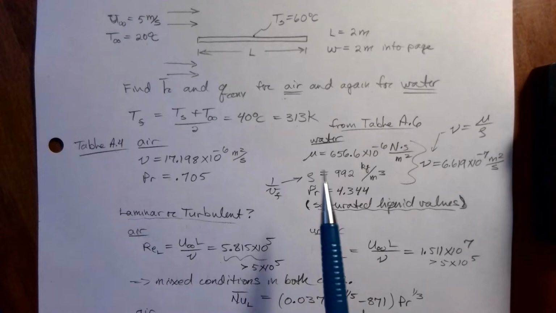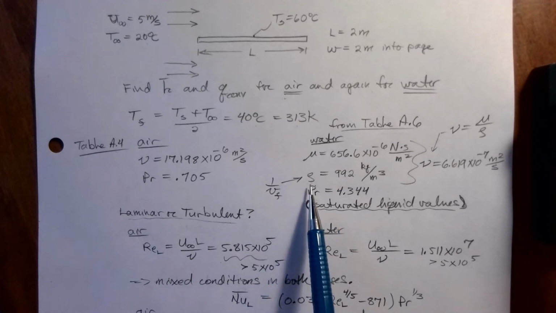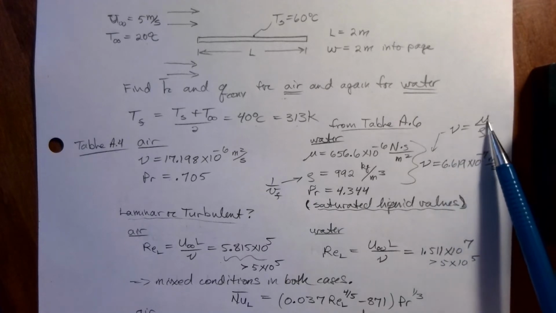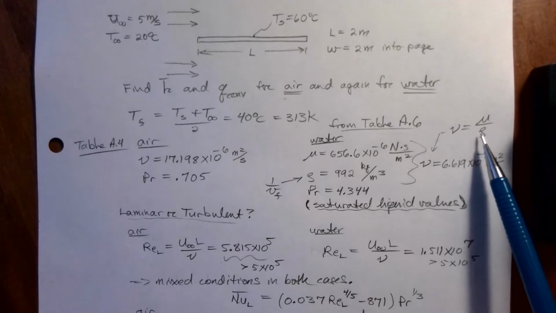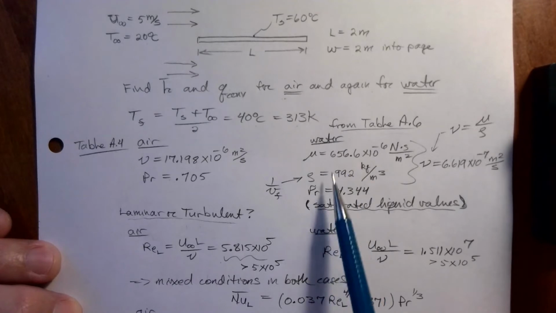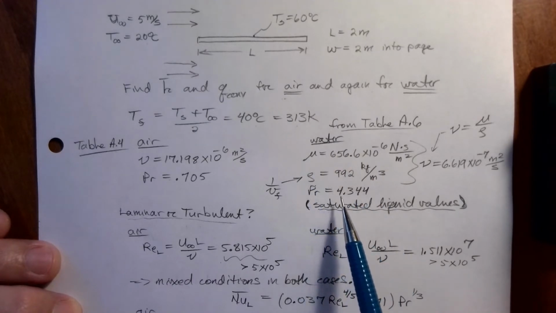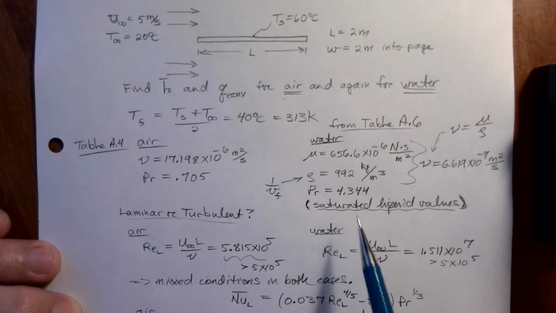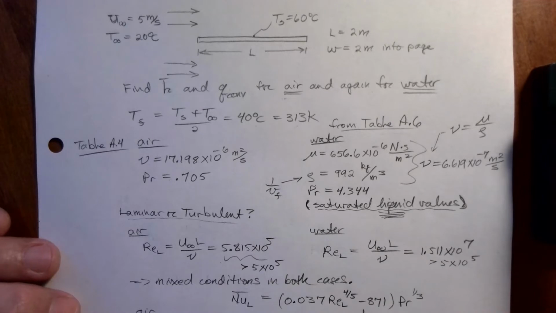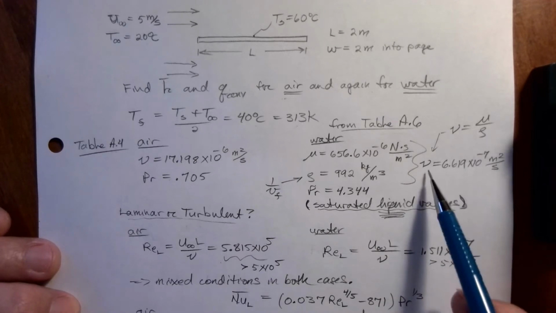Well, it gives you specific volume, so you have to know that density is 1 over specific volume. It doesn't give you kinematic viscosity directly, so you need to get the dynamic viscosity mu and divide that by rho. It does give you a Prandtl number directly. All of these are the saturated liquid values. The table also gives you saturated vapor values, but we're using the liquid values. Make sure you use the liquid values for that. Okay, so that gives us a value for kinematic viscosity for the water.